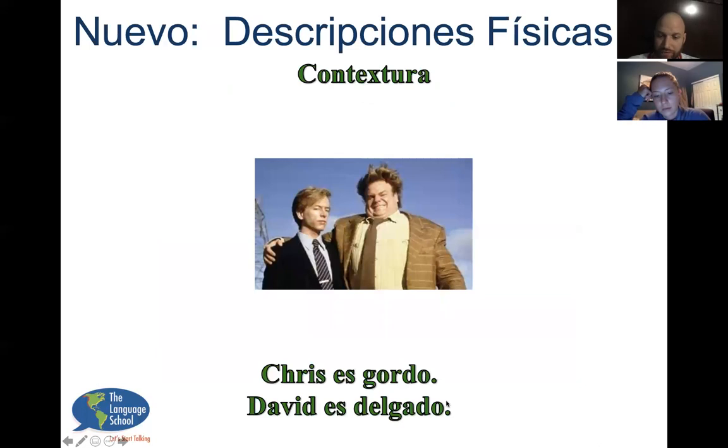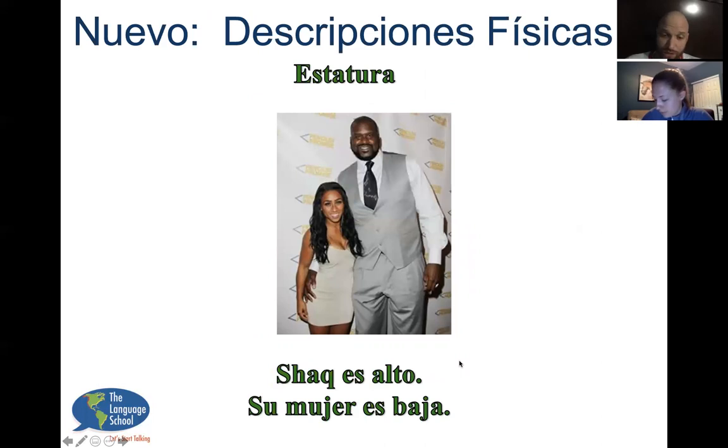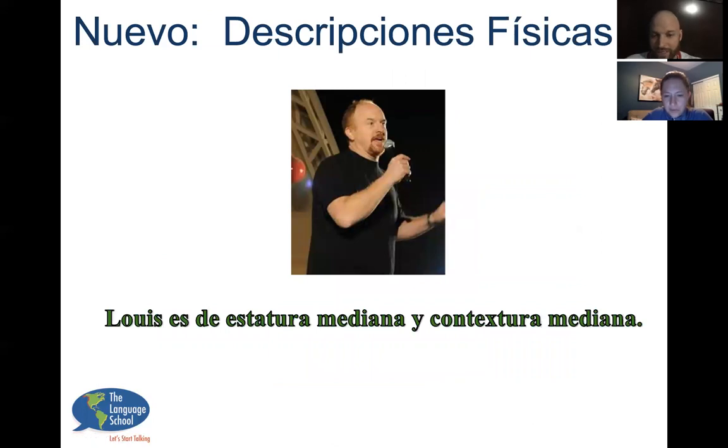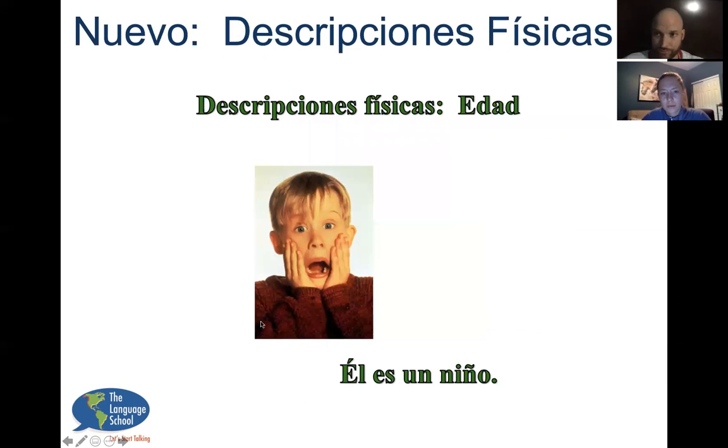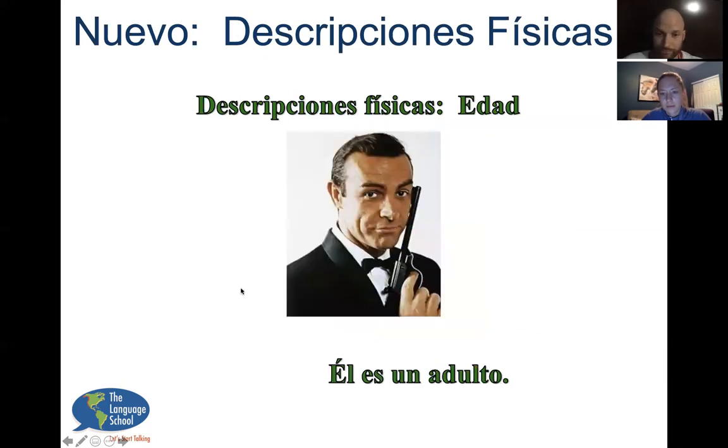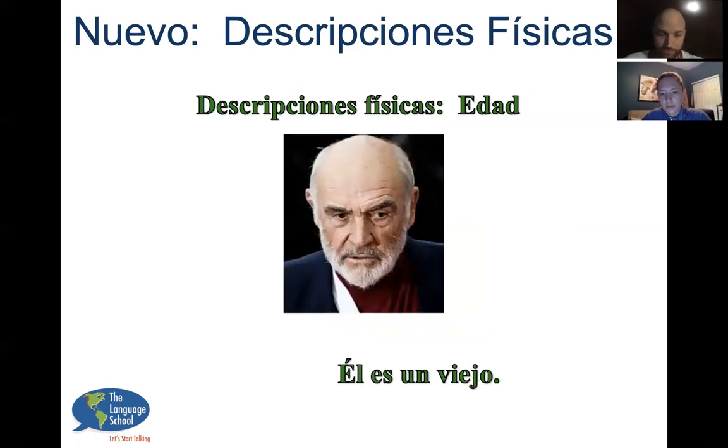Okay. And now for some physical descriptions. Contextura is referring to body type. So Chris es gordo, David es delgado, fat and skinny. Shaq es alto, su mujer es baja. Luis es de estatura mediana y contextura mediana. So that's like saying average, mediana. Okay, talking about age, edad. Él es un bebé. Él es un niño. Él es un joven. Él es un adulto. Él es un viejo.